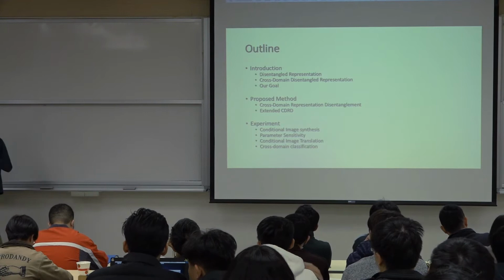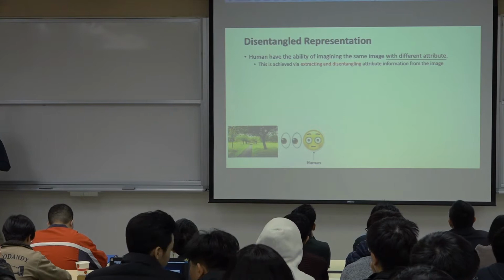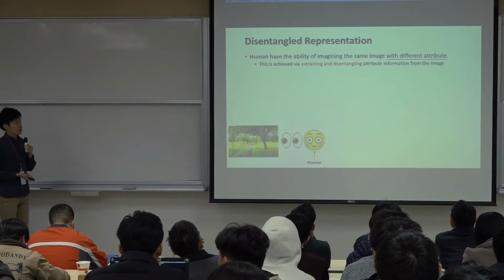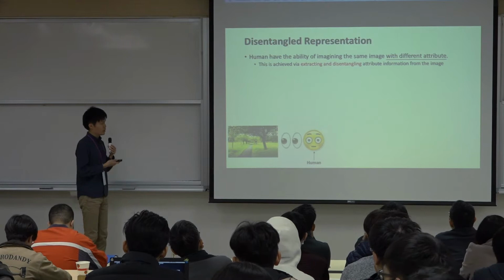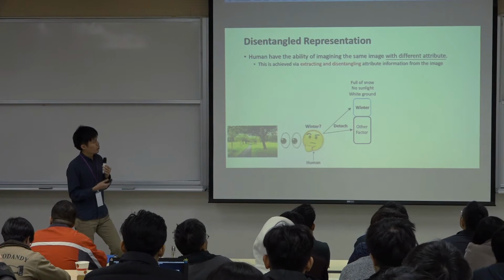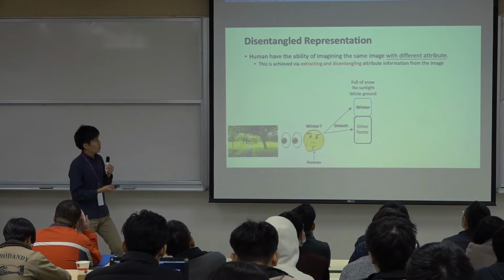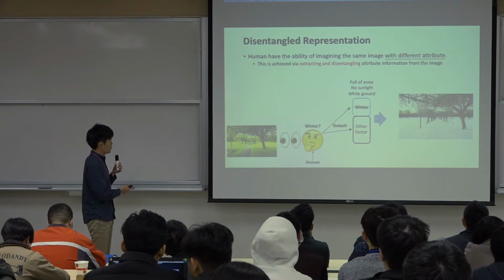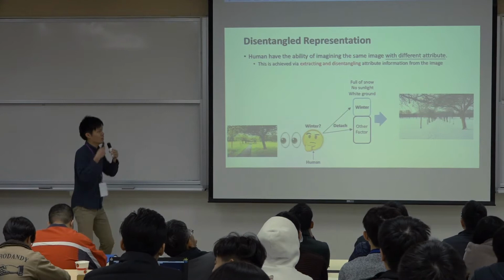Okay, let's start from the perspective of human beings. Humans can extract characteristics of seasons from our own experience. For example, if we see this scene's image, we can try to imagine what this looks like in the winter. From our experience, we know that winter should be full of snow, maybe there's no sunlight, and white ground. So we can combine other factors in this image and try to generate or imagine another season, another image.